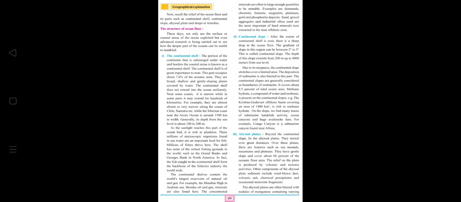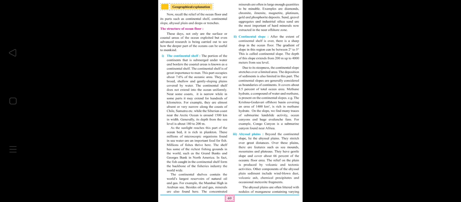These days, not only are the surface or coastal areas of the ocean exploited, meaning overused and misused, but even advanced research is being carried out to see how the deeper part of the ocean can be useful to mankind.